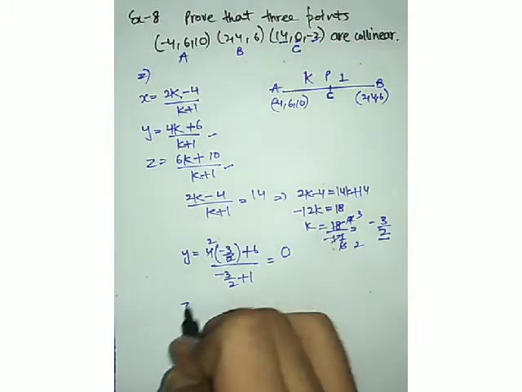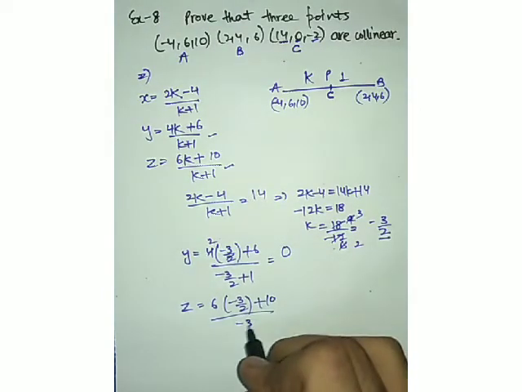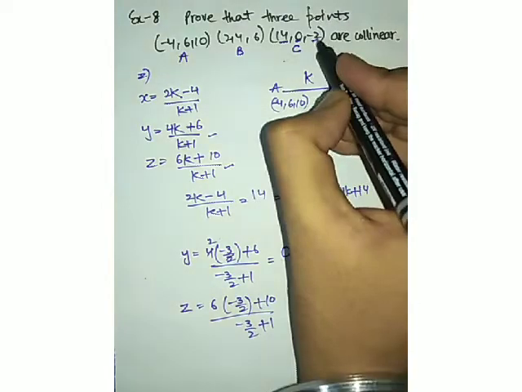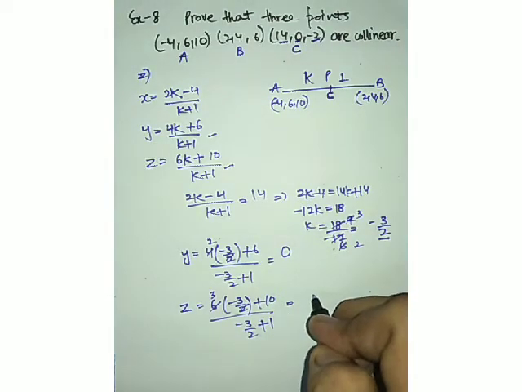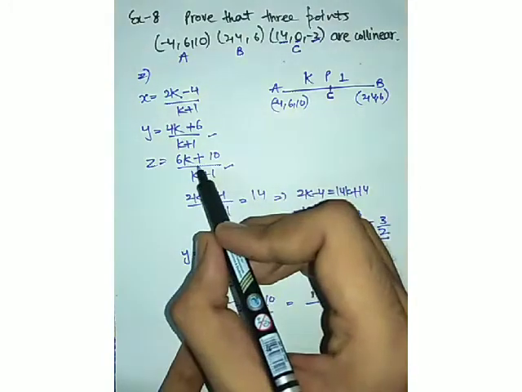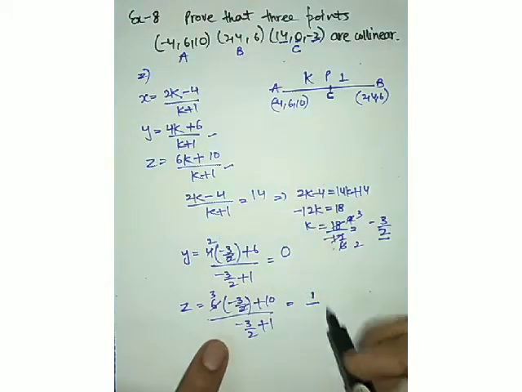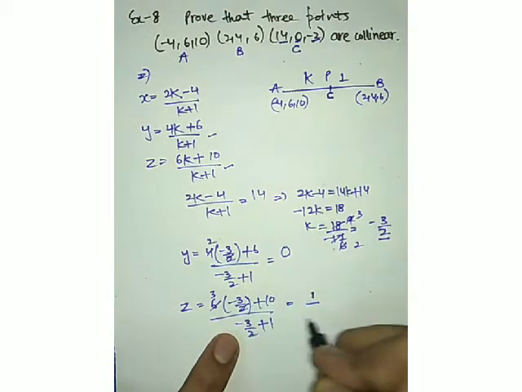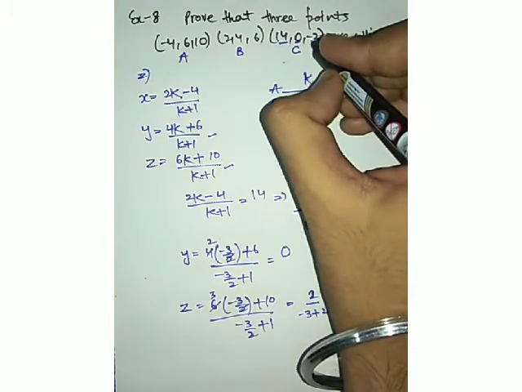Let's move to the Z coordinate. So Z will be equal to 6 multiplied by -3/2 plus 10, upon -3/2 plus 1. We have to get -2 from here. So 2 threes are 6, and 10 minus 9 is 1. 6 multiplied by K, that is -3/2, so 2 threes are 6, minus 9 plus 10 is 1. And in the denominator, 2 minus 3 is -1, so the minus will be in the numerator. So -2 is your Z coordinate, which is the Z coordinate of point C.